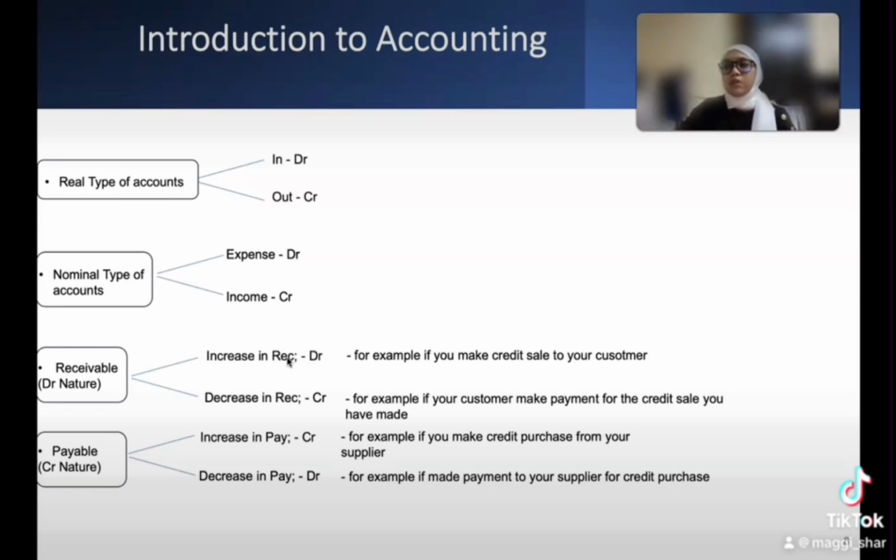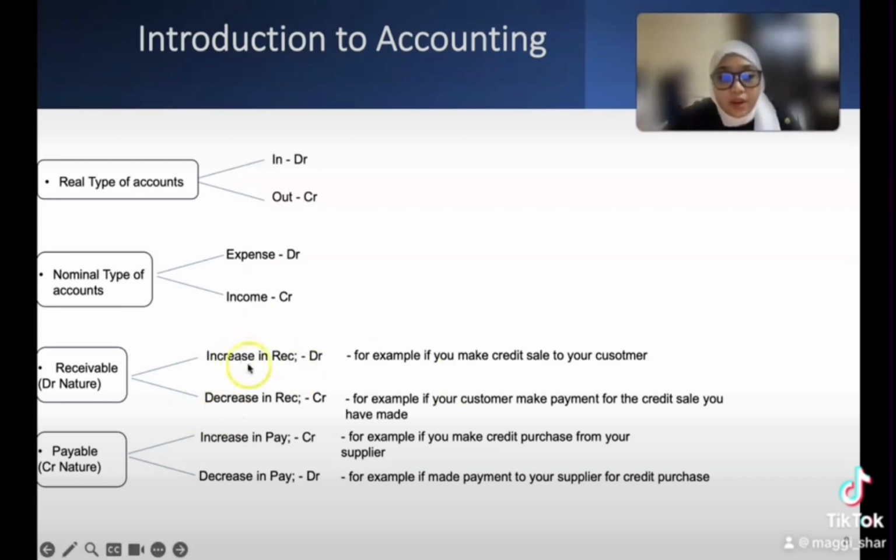What are you going to get in return? For now, you're not going to get anything, but later you are going to get. So you need to record you are receivable from this customer this amount. So from zero, your amount is increasing from zero to, for example, your computer price is 5,000. So you will record 5,000 in your receivable account.